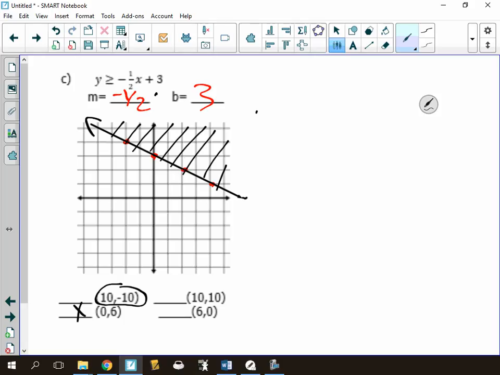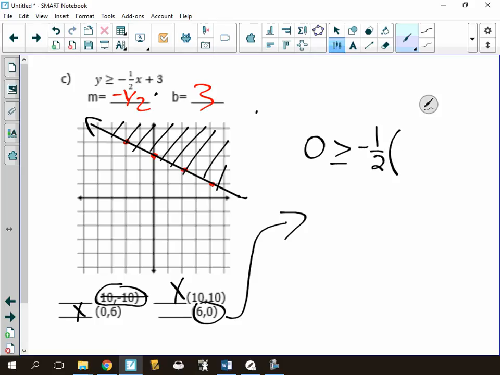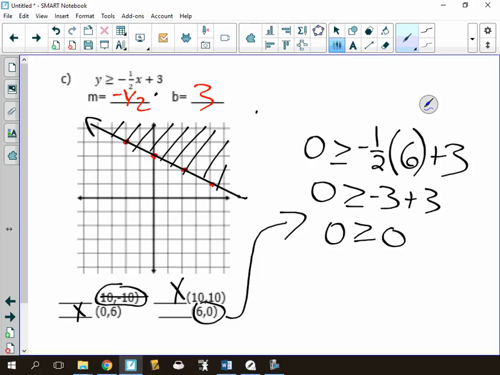So what we can do is we can test the point. By the way, 10, 10 is clearly going to be in the shaded region. 10, negative 10 is clearly not going to be in the shaded region. But 6, 0 is close, and it's off the graph. So what we do is we plug in our values for x and y and see if they make the statement true. 0 has to be greater than or equal to negative 1/2 times the x value plus 3. And if you do that, I get 0 is greater than or equal to 0. That is a true statement. The point's right here on the line. That is a solution.